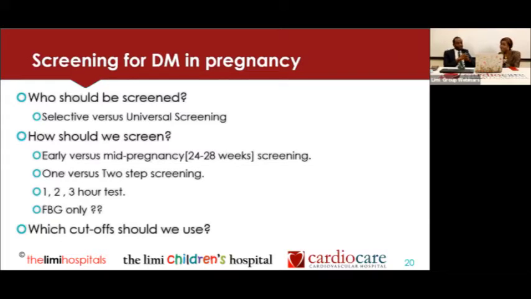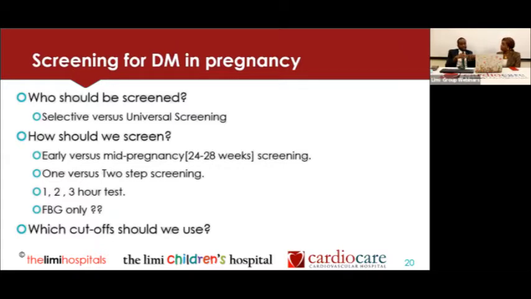Now, another thing that they have talked about is how often should we screen? For the oral glucose tolerance test, we have the 0 hour, 1 hour, 2 hours that we use for diagnosis. However, there's also a 0 hour, 1 hour, and 3 hours. Absolutely. So really, the consensus has been you get your own cutoff threshold that works for your own women. You carry out an evidence-based study, and then you propagate it in that line. But for us in Limi Hospital, we'll be using the IADPSG criteria.